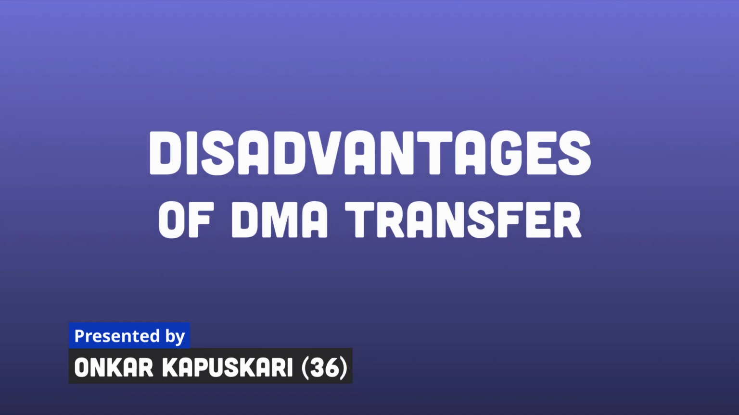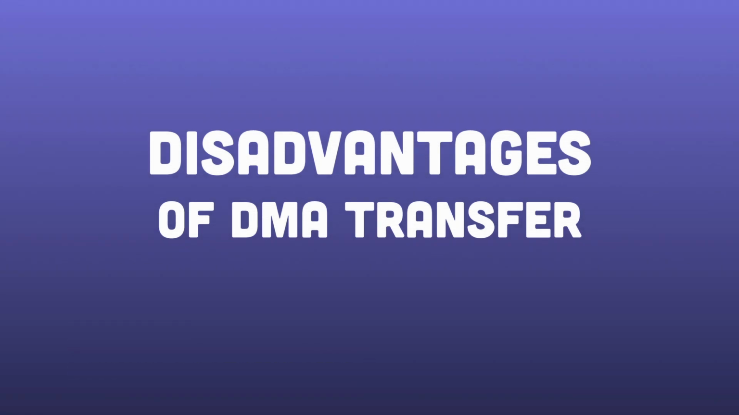Direct memory access refers to the process of retrieving or storing data in the memory of the computer system. While this process is essential for most computer programs, it also comes with certain disadvantages. Let's see some main disadvantages along with their examples.